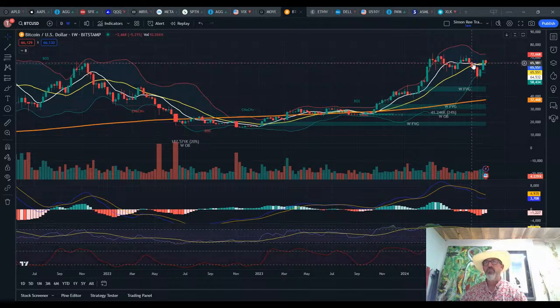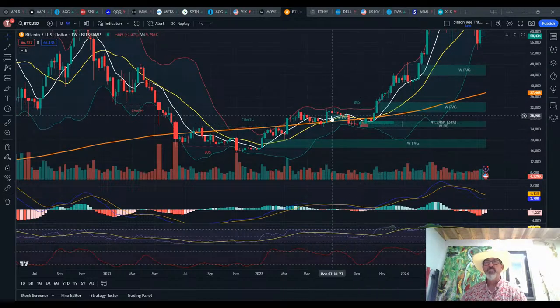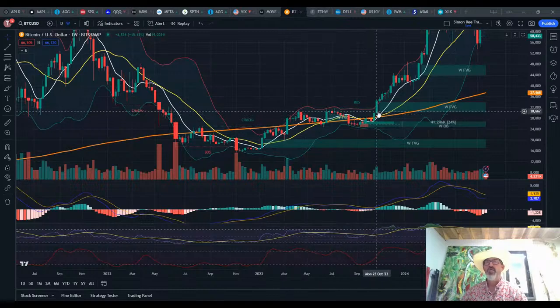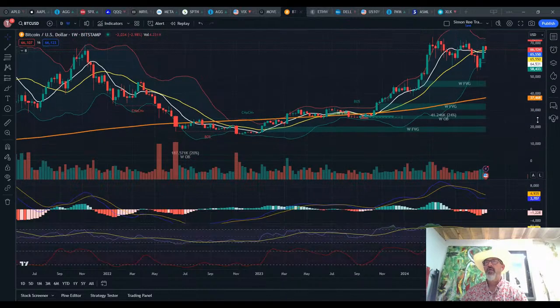This is a weekly chart, remember, and you saw base building here, back in this period of time from June of 23 to October of 23. Base building, explosion upward. Could this be a base building period? Possibly. Keep an eye on it.